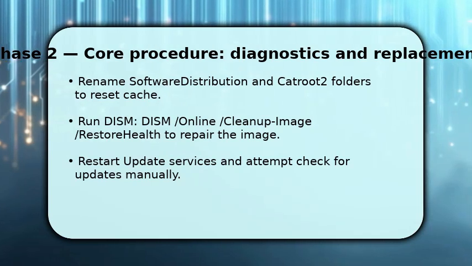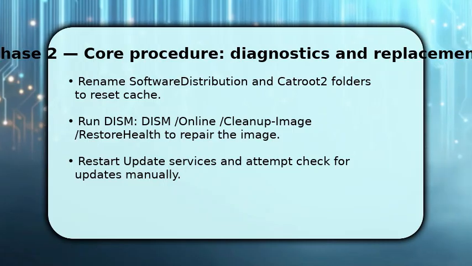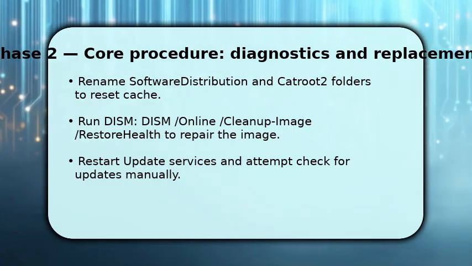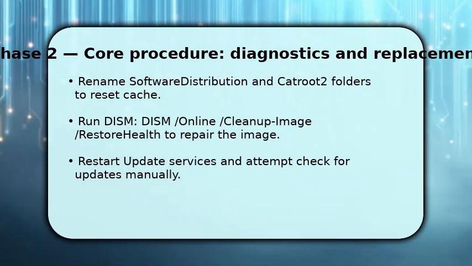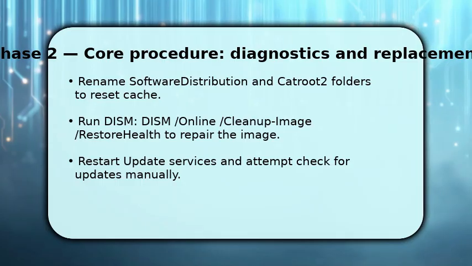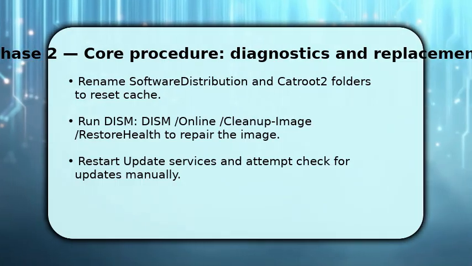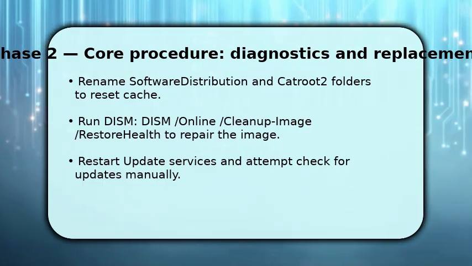Now you repair the update components directly. Rename the SoftwareDistribution and catroot2 folders to force Windows to rebuild the cache. This removes bad download remnants. After that, run DISM /Online /Cleanup-Image /RestoreHealth to repair the Windows image. It fixes underlying component store corruption, which SFC can't always resolve.